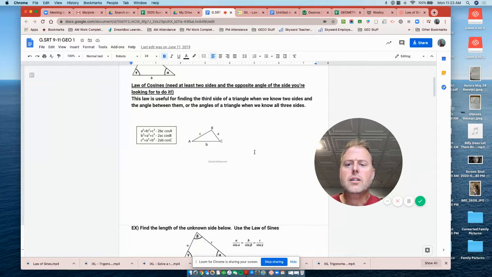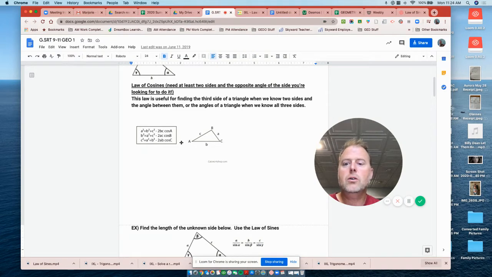So what you need to do is identify the parts. You need to at least have two sides and the opposite angle of the side you're looking for to do it. Again, we can do this with any triangle, scalene, right, or whatever. We can do it with whatever we have, but we just have to have at least some information here.